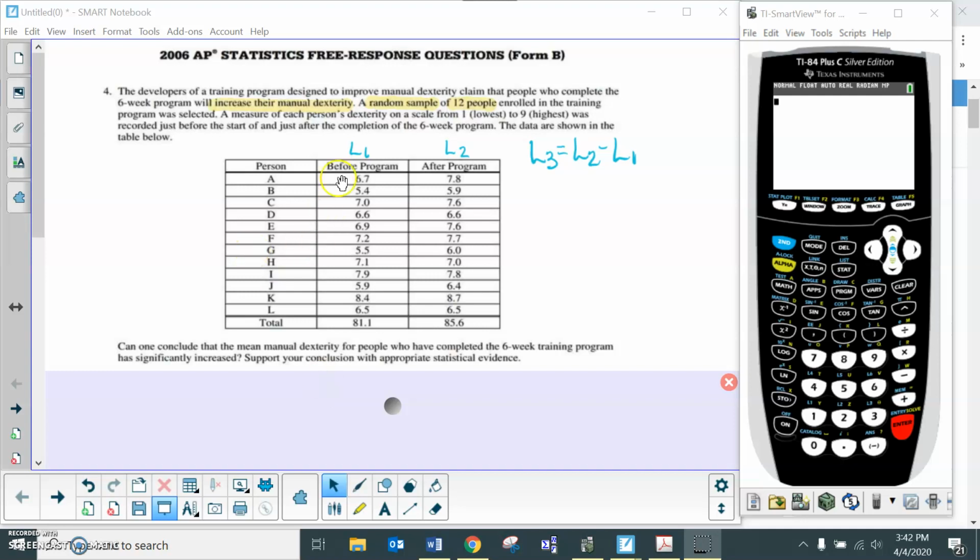Notice what I did up here. I highlighted what I thought was important. A random sample of 12 people enrolled in the training program was selected. A measure of each person's dexterity on a scale of 1 to 9 is recorded just before the start and just after the completion of the 6-week program. Here are the data. So we've got 12 people. We've got their scores before the program started and after the program.